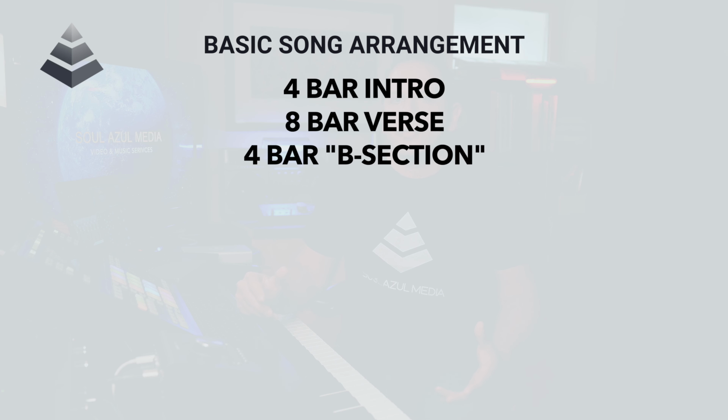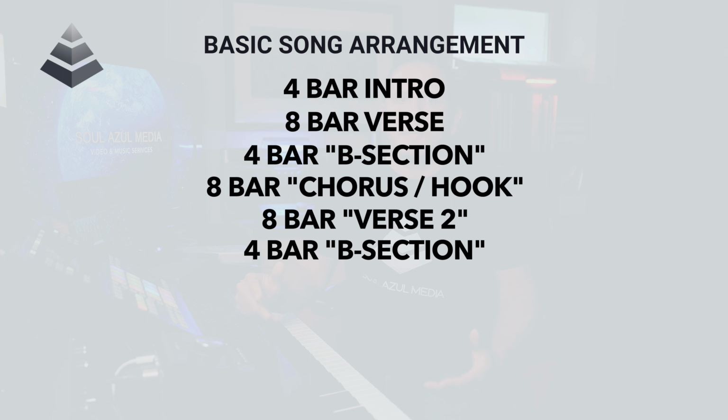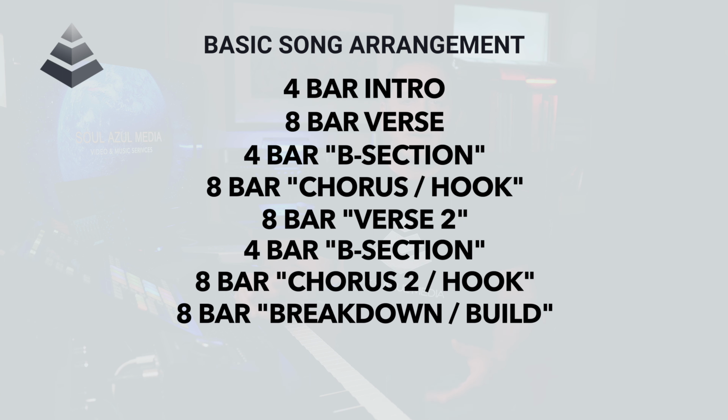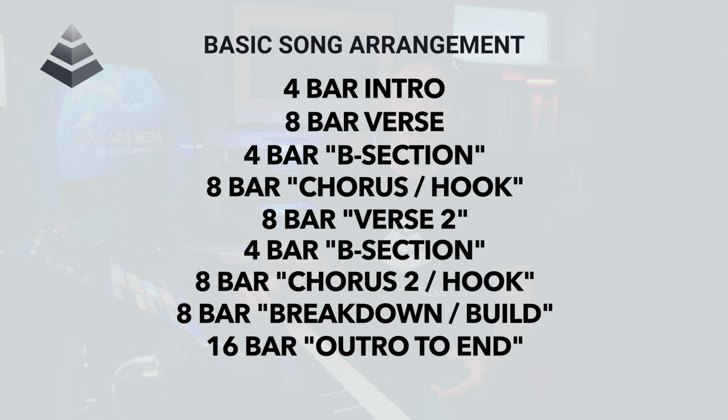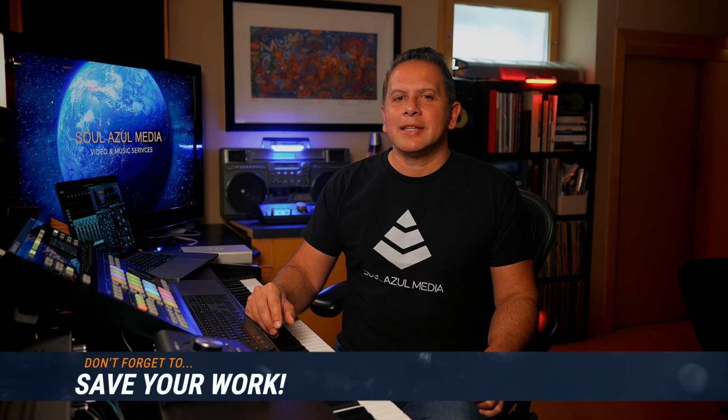Start with a 4-bar intro into an 8-bar verse, followed by a 4-bar B section into an 8-bar chorus, into an 8-bar second verse, then a 4-bar B section into a chorus 2 for 8 bars, followed by an 8-bar breakdown that really builds into a 16-bar outro. Hit save. We finally made it.